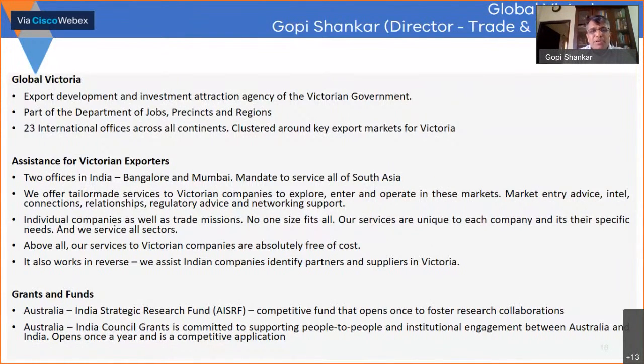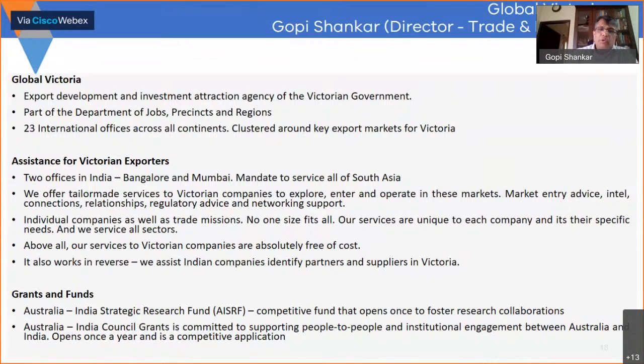In terms of the support that's available, in addition to all the government support of hand-holding, knowledge, intel and connections, there are also a couple of grants and funds available for fostering research collaboration between India and Australia. This is not limited to Victoria. It's more of a federal government and central government initiative. One is the Australia-India Strategic Research Fund. It's been running for 13 years now, and it's one of the largest bilateral research funds that India has with any country in the world.